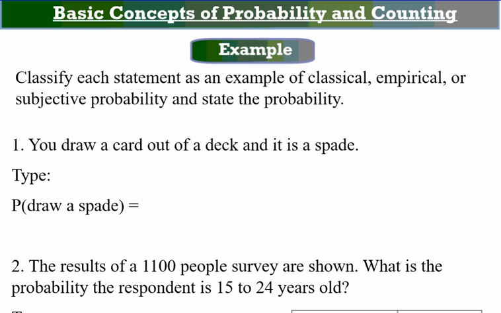We're going to start by just identifying examples of each and then stating what the probability would be. So classify each statement as an example of classical, empirical, or subjective, and then state what the actual probability is. So let's say you draw a card out of a deck and it is a spade. The type of probability we're using here is classical, theoretical probability. And if you don't know, in a deck of cards, there are 4 suits.